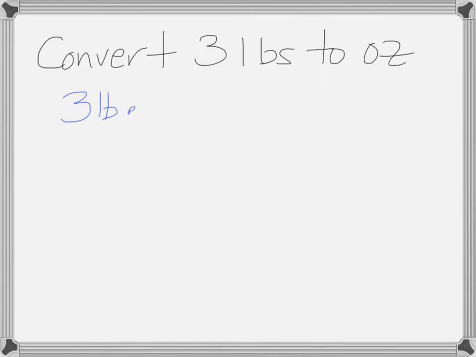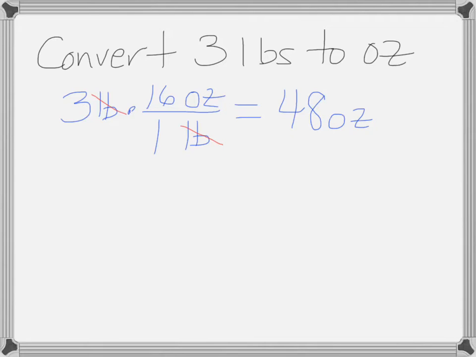I want to multiply by a fraction. I want rid of pounds, so pounds goes on the bottom. Ounces is what I want to end up with, so ounces goes on the top. And I know from our conversion chart that there are 16 ounces in 1 pound. Reducing diagonally, pounds go away. Multiplying the tops, 3 times 16 is 48. Bottom is just 1, I don't need to write that, so 48 ounces.